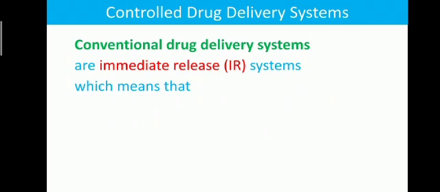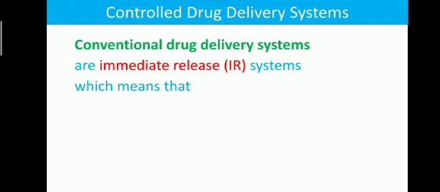So first of all, we must understand what conventional drug delivery systems are, and what the limitations of the conventional drug delivery system are. Then we'll be able to understand why there was a need for controlled drug delivery systems. So conventional drug delivery systems are immediate release, IR, immediate release systems.